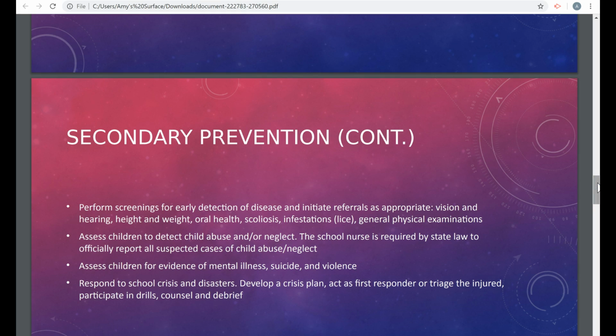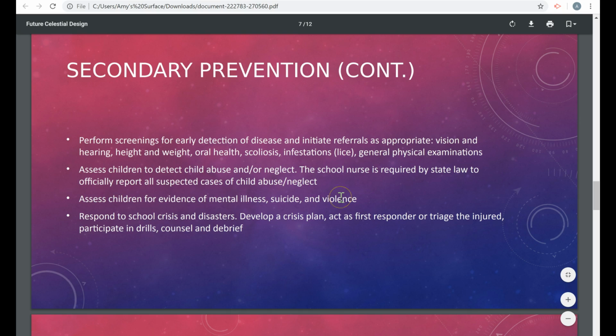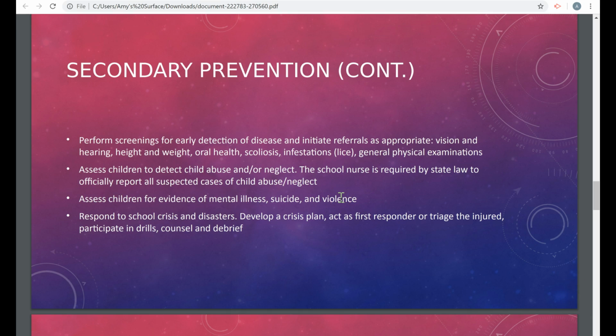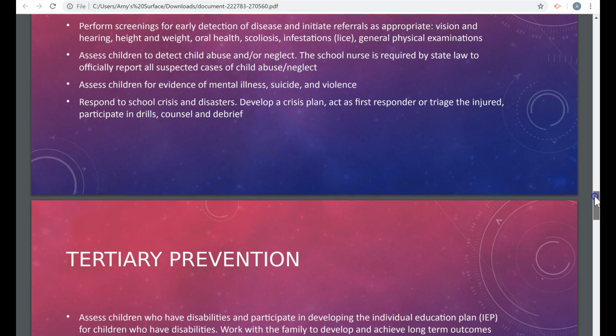Okay, so secondary prevention. Yes, they do early detection, good, vision hearing screenings. Yes, excellent. Glad you got the scoliosis, the lice, and yeah, some of them do general physical exam, but I don't think many of them do. Oh, I'm so sorry. Been a long day. So yes, child abuse is very real, and the school nurses often realize what that is. So that's good. Okay, respond to school disasters. Okay, good.